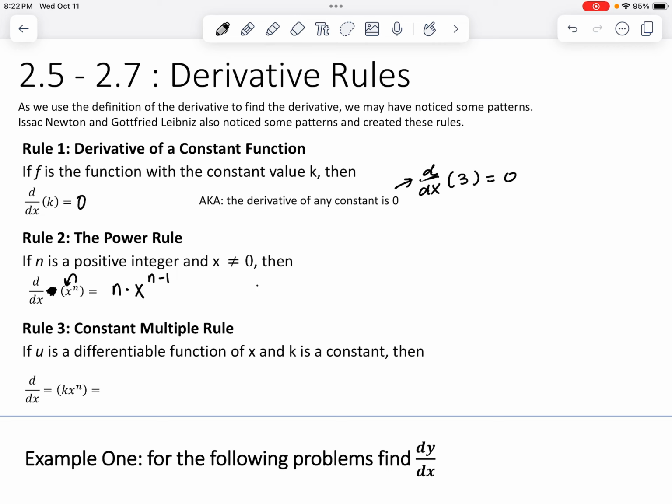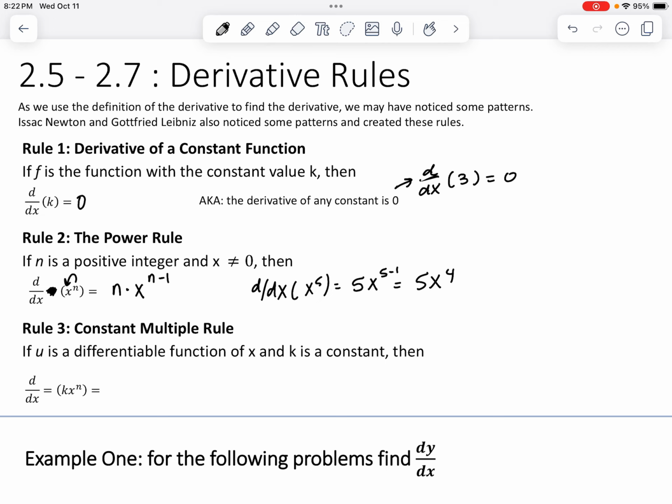For example, the derivative of x to the 5th power is 5x to the 5 minus 1, which is 5x to the 4th power. You can probably do these in your head. You just take 1 away from the exponent and move the exponent out front.